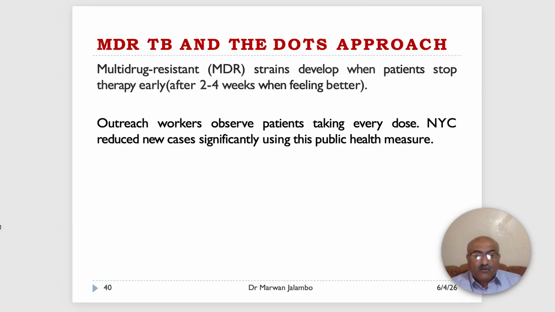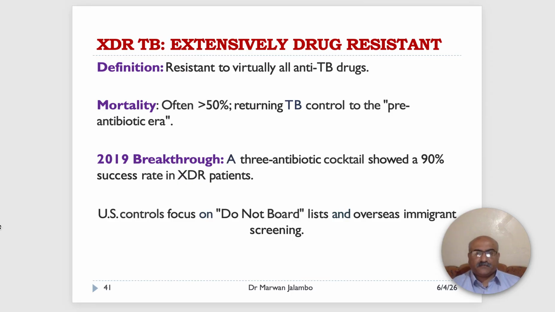This unconventional social intervention is often more effective than the medicine alone. But even DOT is not enough for the newest strains. XDR tuberculosis is resistant to almost everything we have. It has a mortality rate similar to the pre-antibiotic era. While we have seen some breakthroughs in new drug cocktails, XDR-TB remains a global security threat that requires strict international monitoring.